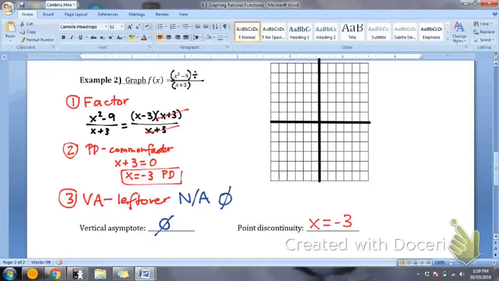Bless you. You divide it, right? Yep, the fraction bar means division.